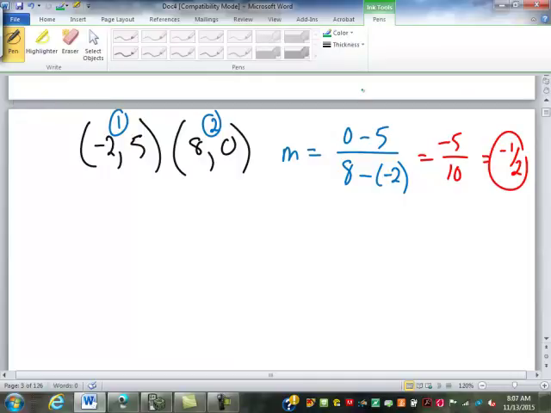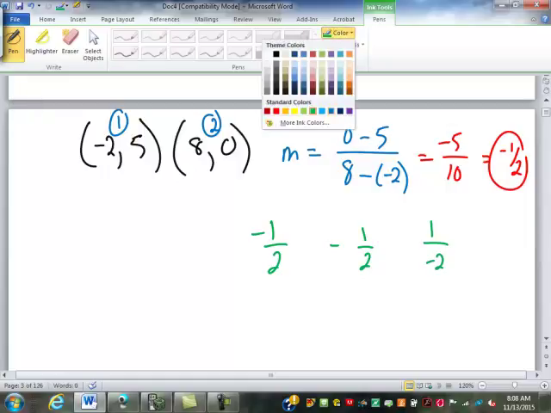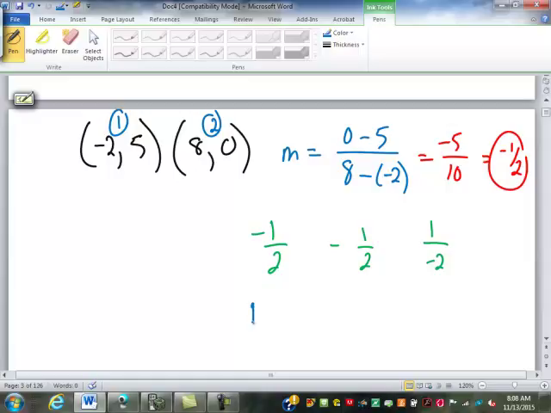Any questions? Negative 1 over 2, or is it negative 1? Either one. It could be negative 1 over 2, negative 1/2, or 1 over negative 2. They're all negative 1/2. They all mean the same thing. Think about it. Negative 1 over 2 is meaning you go down 1 over 2. Right?